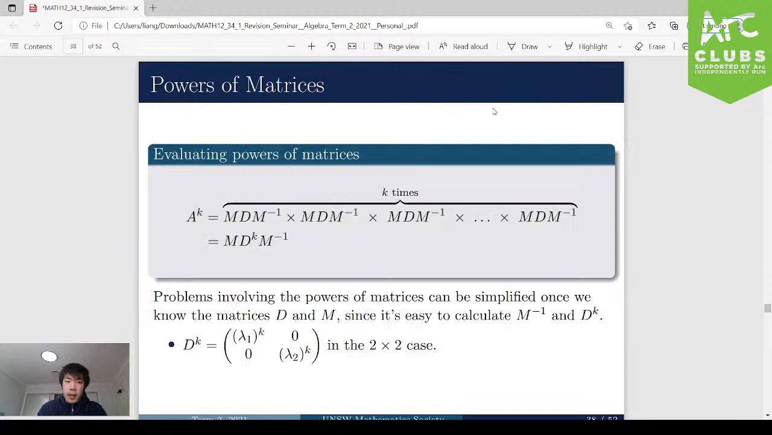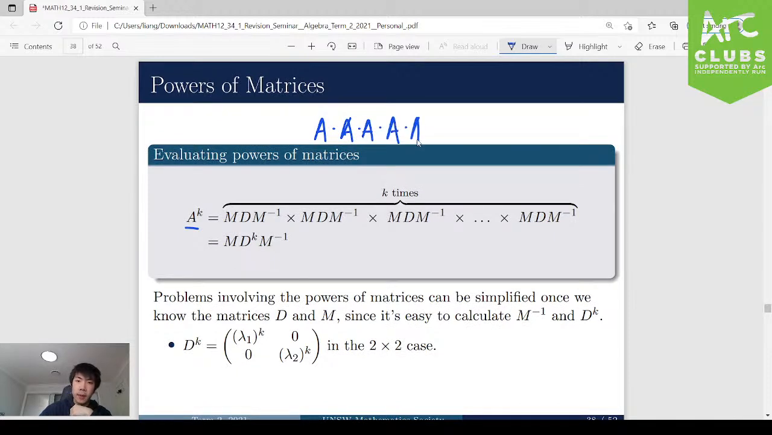Now, this is where diagonalizing matrices becomes very useful. When you want to evaluate the powers of a matrix, usually, if you just had the matrix A, you would have to multiply A by A, by A, by A, however many times you need, K times, let's say, right? What this is telling us is that if you are able to diagonalize a matrix, you can simplify it into this formula here. So M D M inverse times M D M inverse times M D M inverse. That's just saying A times A times A, all the way K times.